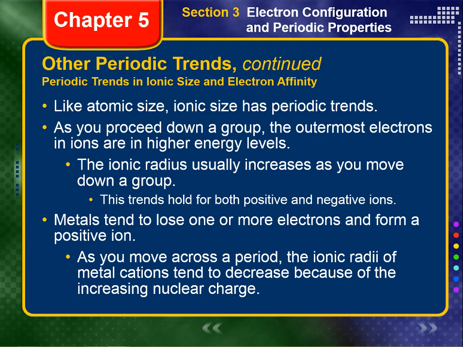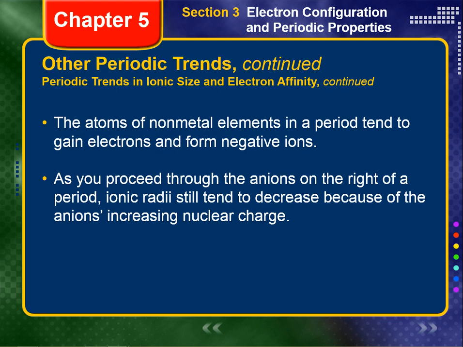Metals tend to lose one or more electrons and form a positive ion. Now, as you move across a period, the ionic radii of metal cations tend to decrease because of the increasing nuclear charge. Why do we have an increasing nuclear charge? Because we're adding a proton each time we move to the right, but we're also losing electrons, and so the effective nuclear charge, because we're ionizing, right? That's why we're an ion, because we lost electrons. That effective nuclear charge is going way up.